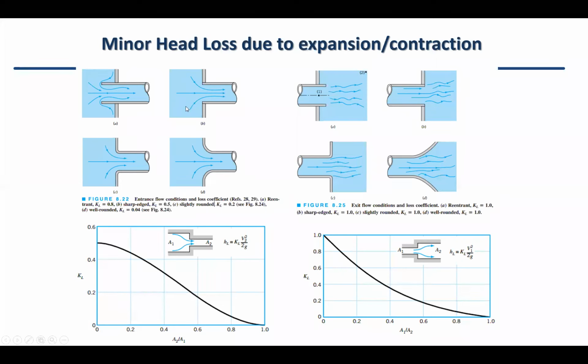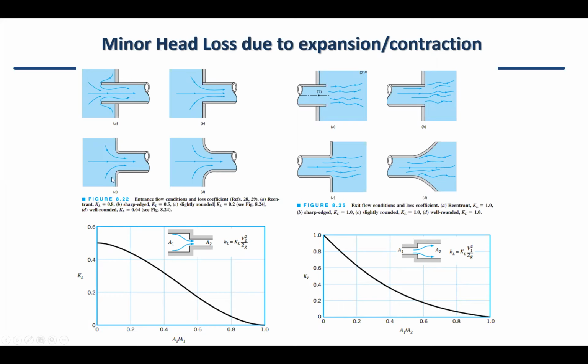So in shape B, if you polish the edge here and have a slightly rounded one, in figure C you can see KL is reduced to 0.2. Imagine, it's 4 times smaller than this, so you can reduce the minor head loss 4 times less than figure A.